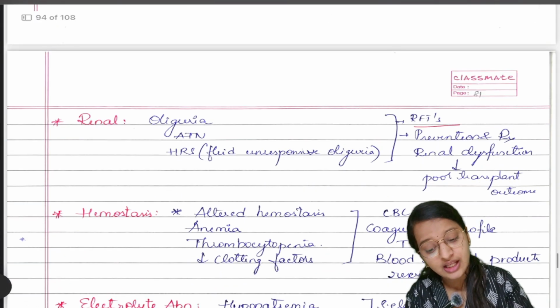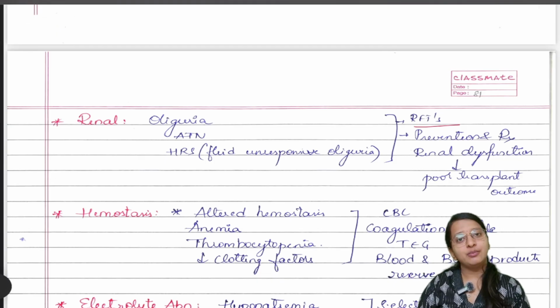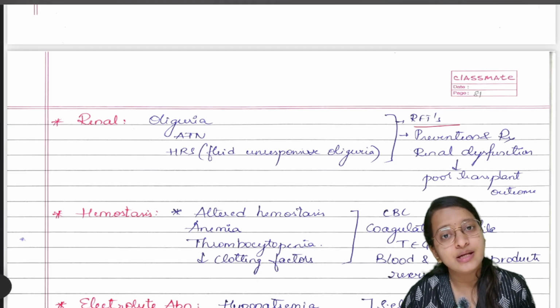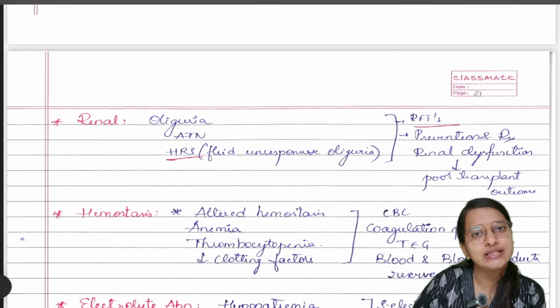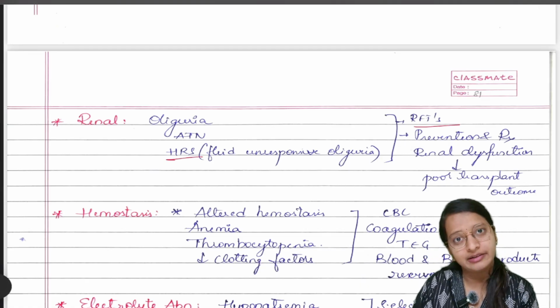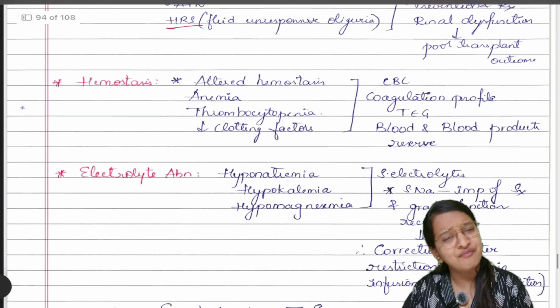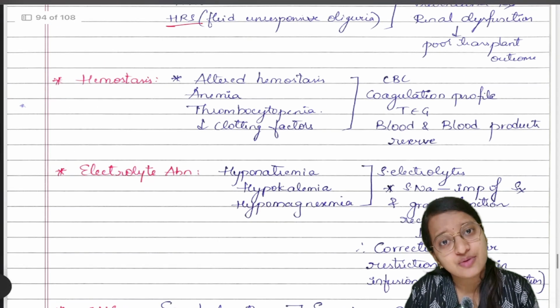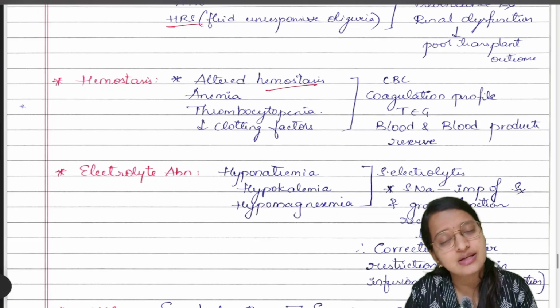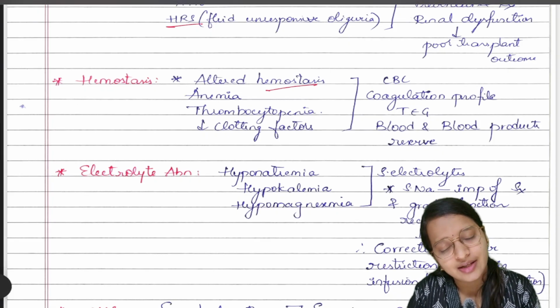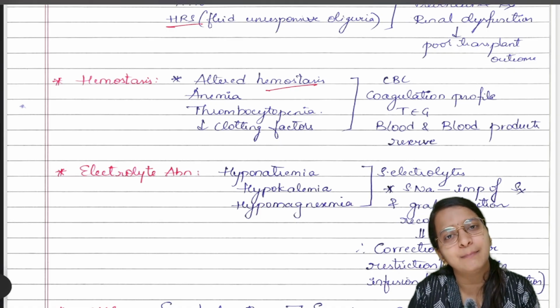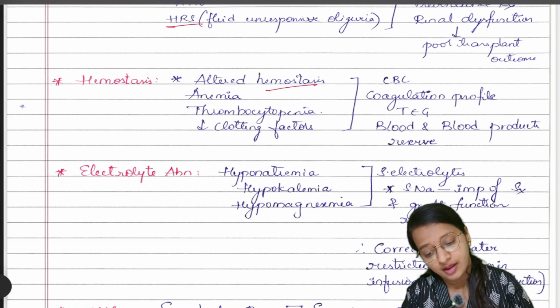Renal: there might be oliguria or tubular necrosis because bilirubin is directly toxic to tubules, and the patient might land into hepatorenal syndrome, and we have to prevent it and treat it accordingly. Obviously there will be hemostasis alteration: altered hemostasis, anemia, thrombocytopenia, and decreased clotting factors. So we have to keep blood and blood products ready and we have to have a baseline TEG or ROTEM.